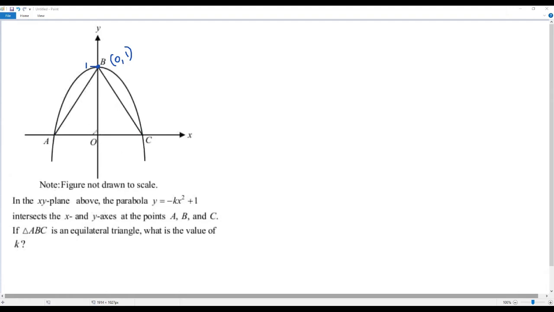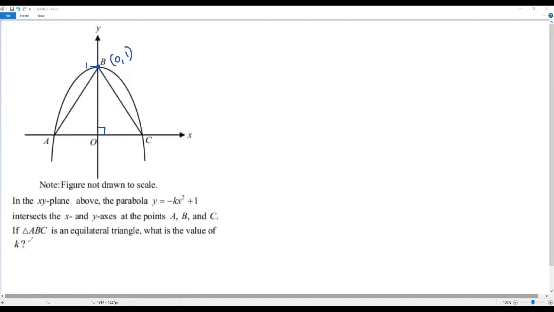Let's consider an important point here. In this xy plane, the angle between the x-axis and y-axis is always a right angle. Now, the line segment OB represents the height of the triangle ABC, because it's a vertical line drawn from one of the vertices B to the opposite side AC of the triangle, and this line segment OB is perpendicular to the side AC. So we can consider this OB as the height of the triangle.